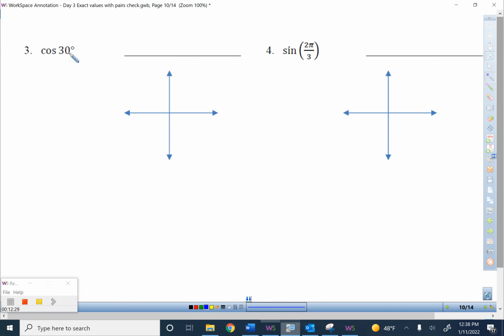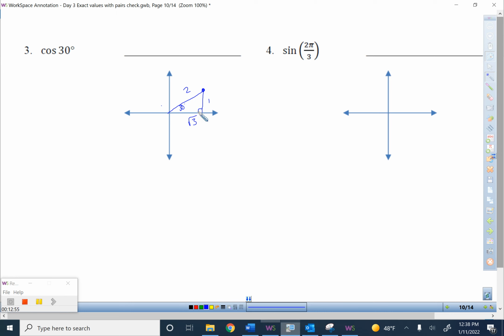Okay. Next up, it says cosine of 30. There's no radians involved, so we'll just draw 30 degrees. Okay, we know that's in quadrant 1. And we'll make it into a triangle. Because the angle is given to us, we just throw it in the corner, no worries. And we're putting on our side lengths. So 30, 60, 90, we've got 1, 2, square root of 3.